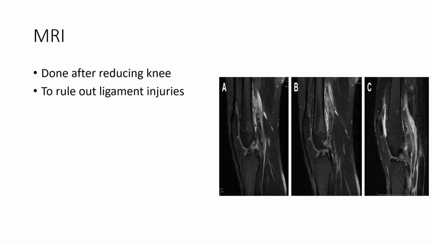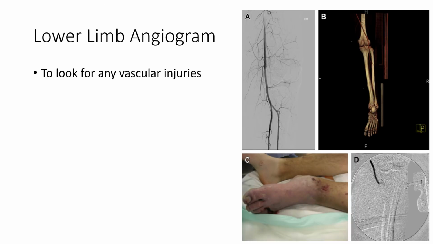We can also go for magnetic resonance imaging, which is not done immediately, but after reducing the knee, to look for any ligamentous injury. In the first image here, the anterior cruciate ligament is damaged. In the second image, both the anterior cruciate ligament and posterior cruciate ligament at the femoral origin are damaged, and in this one, the posterior cruciate ligament is damaged. Lower limb angiogram is a very important investigation if we suspect any vascular injury. This is a CT angiogram, and this is an MR angiogram.